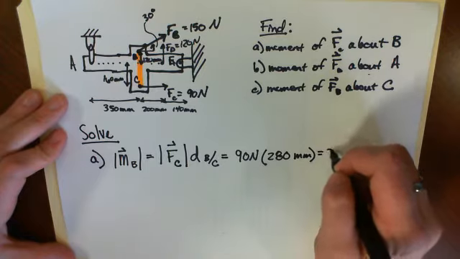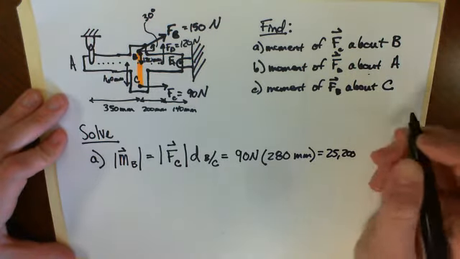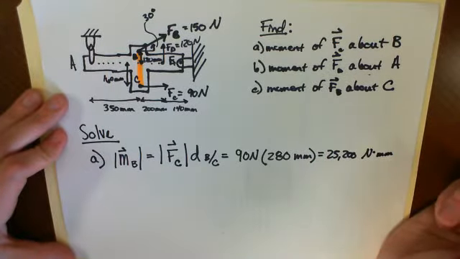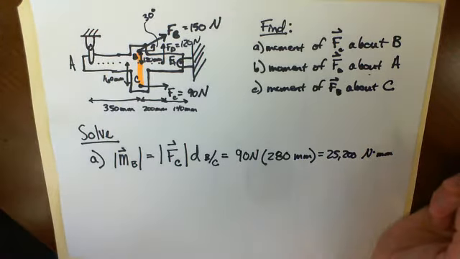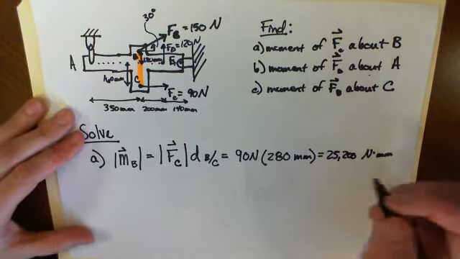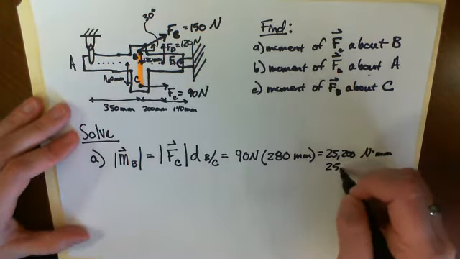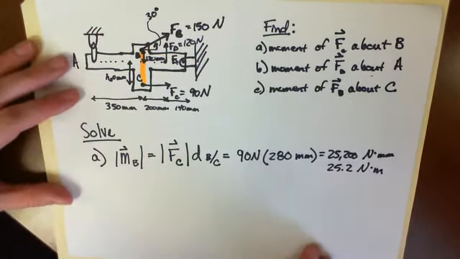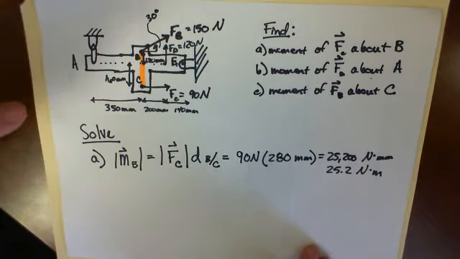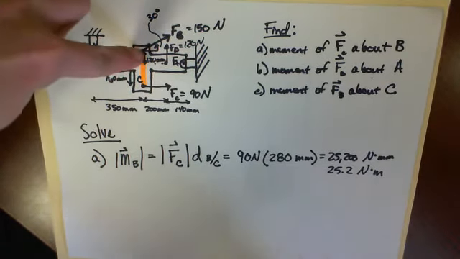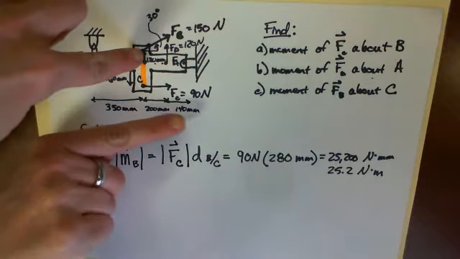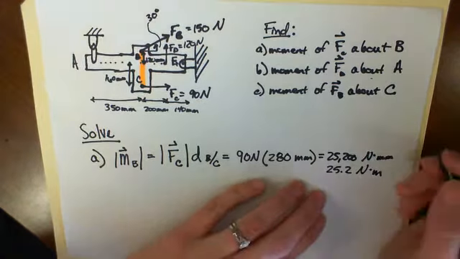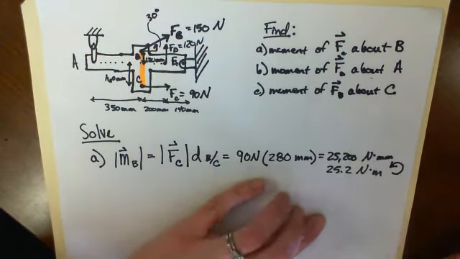which is then equal to 25,200 Newton millimeters. But we typically do the unit system for SI as Newton meters, so we convert that to 25.2 Newton meters. And to find the direction, make sure we tell which direction the moment is going. We put our finger at the point of application and apply the load to the member, and you can visualize that it's going to turn in the counterclockwise direction.